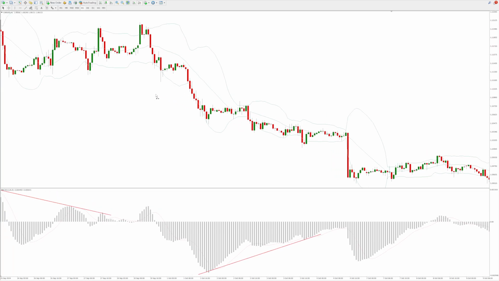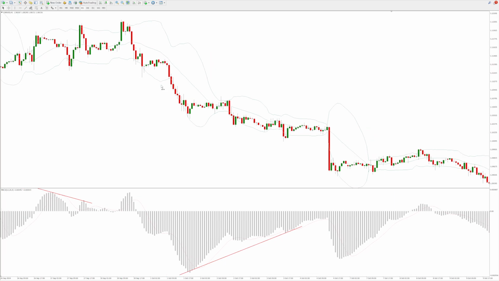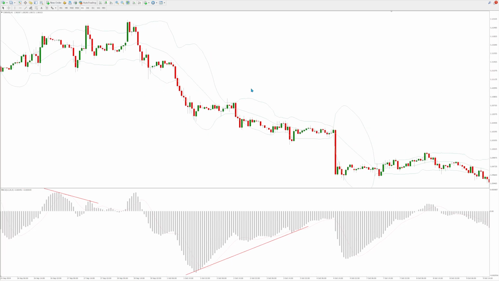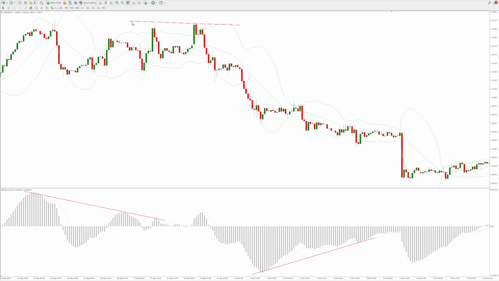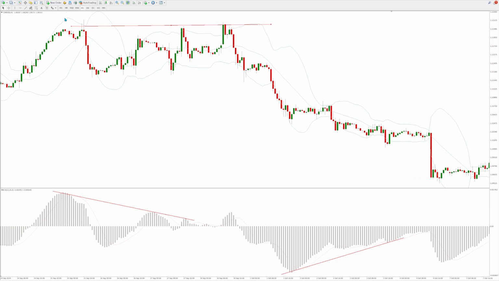Okay, so the strategy is very simple. Hopefully you've understood everything so far, but it is going to require you to do something extra, and that's just to mark your support and resistance levels. It's not hard, just mark your highs and mark your lows.